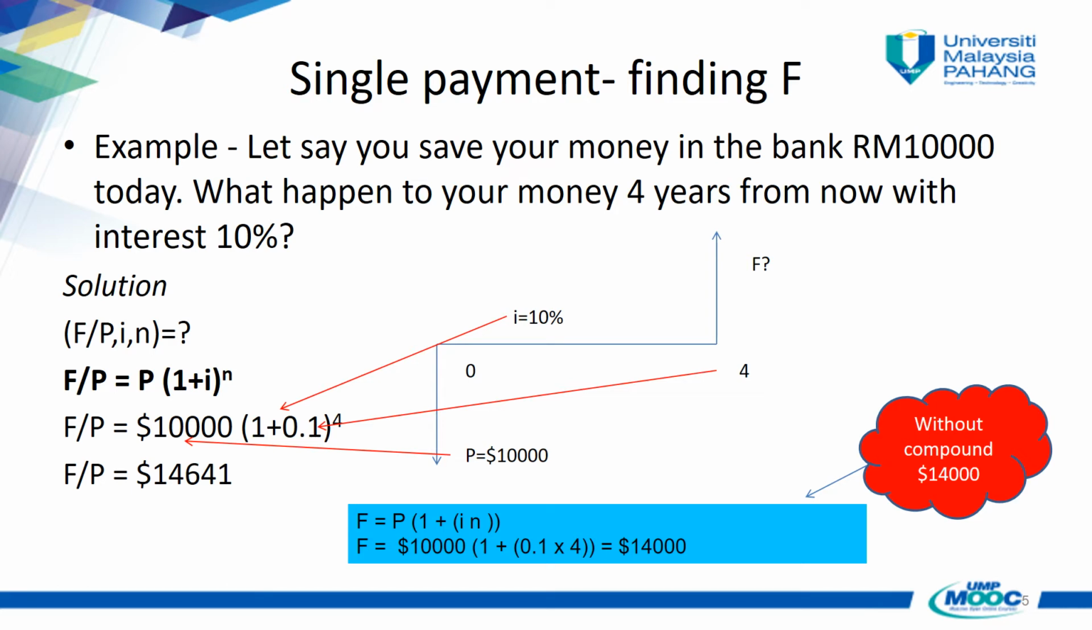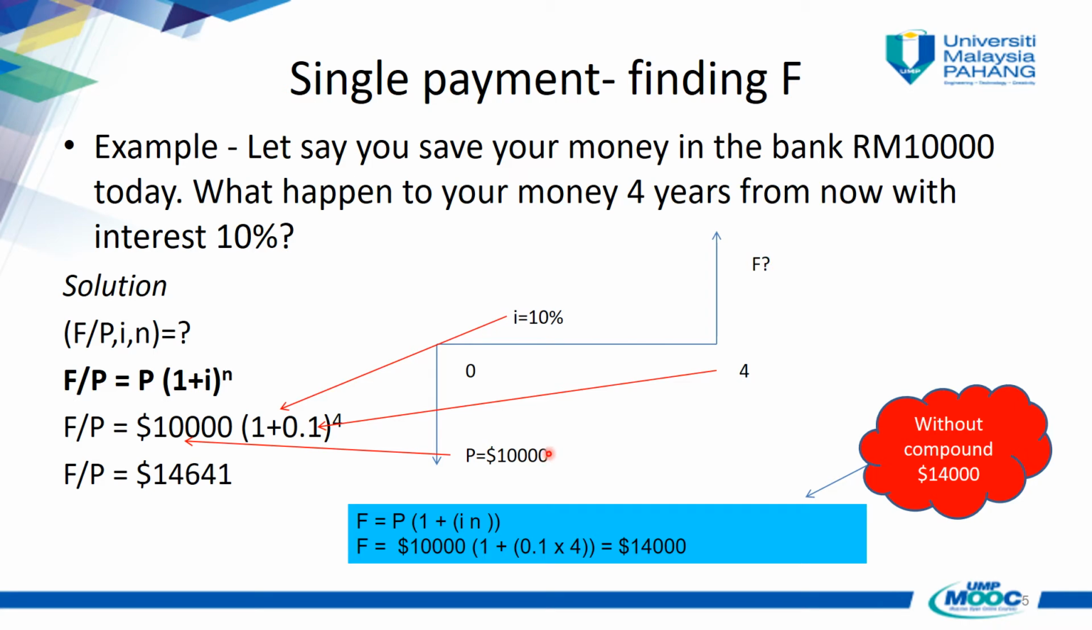Let's see the second example here. Let's say we make a saving in the bank of 10,000 today. What happened to our money 4 years from now, with an interest rate of 10%? So this is our money at year 0, 10,000. We want to know, after 4 years with 10% interest rate, what happened to our future value.